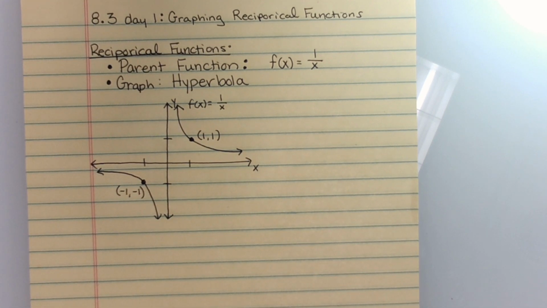Now, when it comes to these hyperbolas, they have a line that the graph approaches, but never actually reaches. That should be a term that sounds at least somewhat familiar.